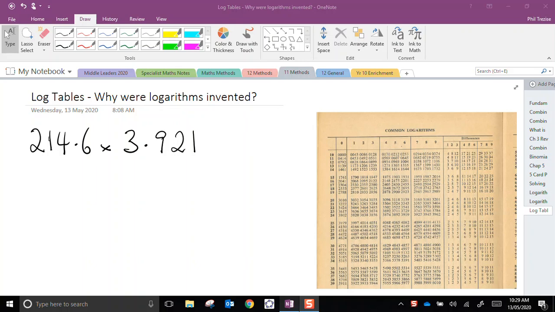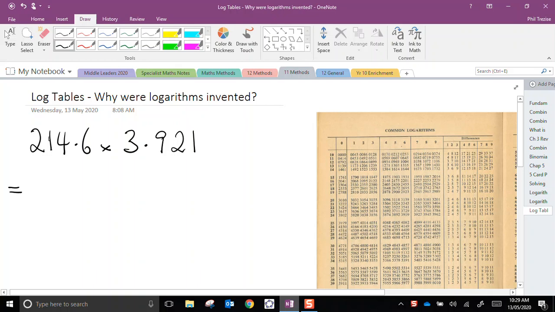Hi everyone. This lesson is a little bit of a history lesson in why logarithms were invented. Logarithms have been around for many centuries before electronic calculators, and the usefulness of logarithms is that we can do difficult problems like this where we need to multiply much more easily. So let's take a look at what we would do.